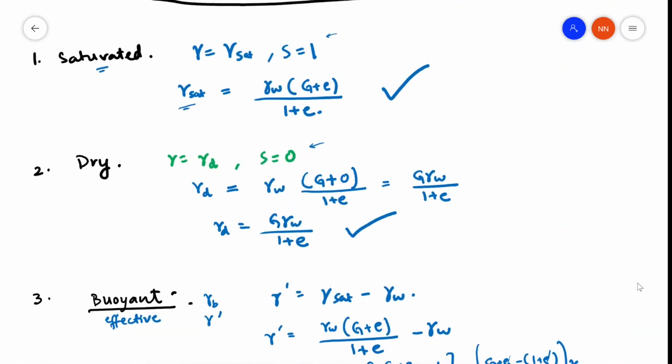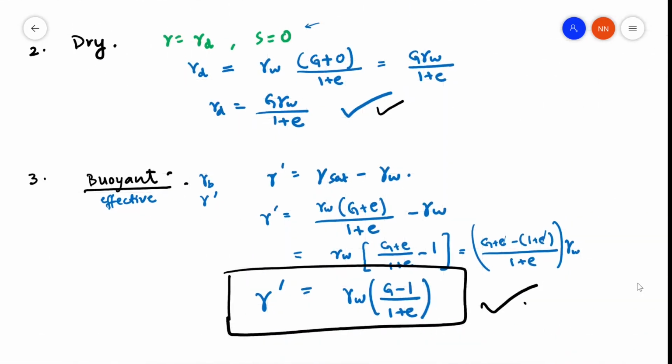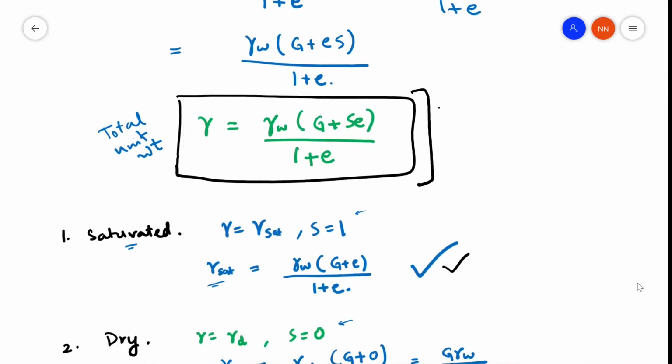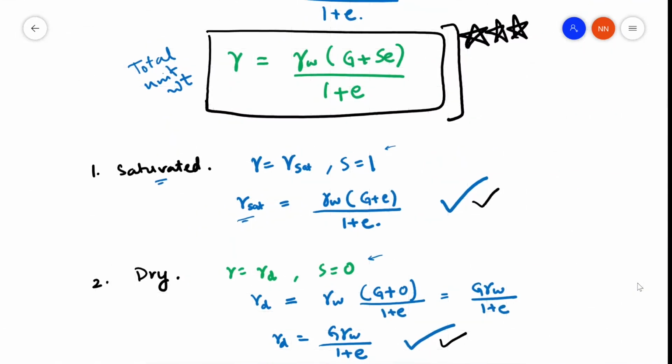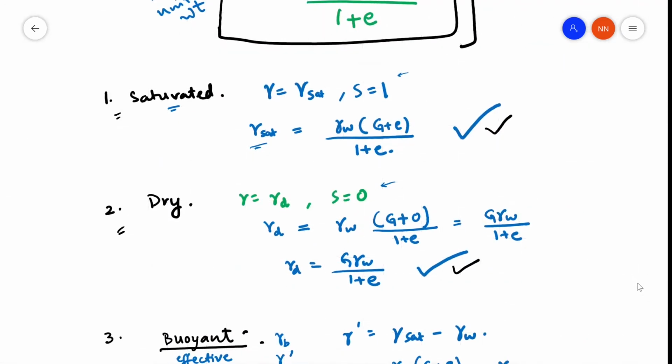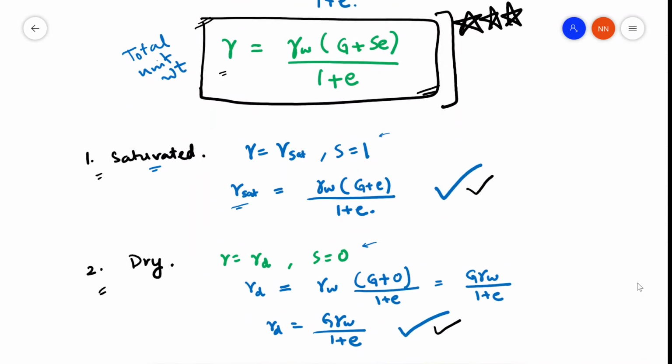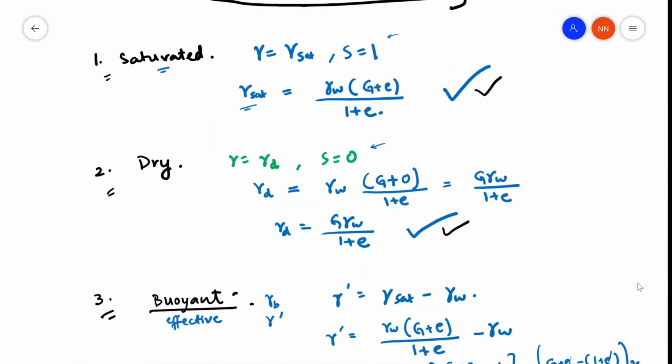So these three expressions, one for gamma saturated, one for gamma dry, and one for gamma buoyant, can all be derived from this master relation, which is very important. If we remember this one, we can derive any type of unit weight, be it saturated, dry, or buoyant. So I would stress to just learn this expression and then replace S with whatever we have, and you can calculate whatever unit weight you have to calculate. By remembering this one relation, we can derive everything else.